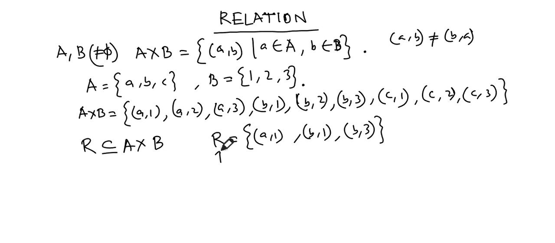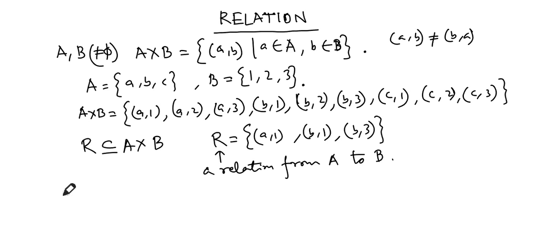Then R is called a relation from A to B. So what we have learned is, if we take any subset of A cross B, any subset, we have chosen this subset randomly. So R, any subset of A cross B, is called a relation from A to B.